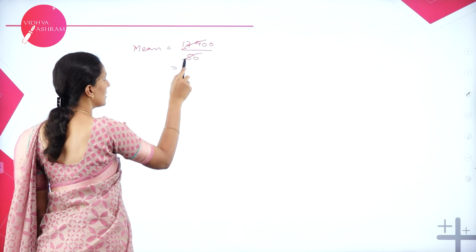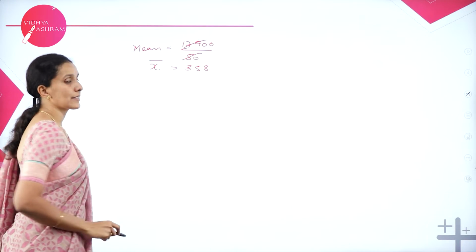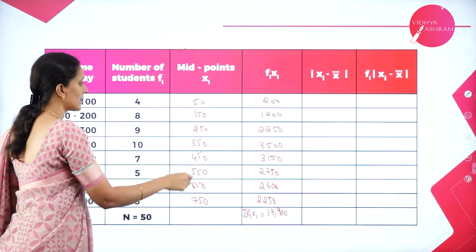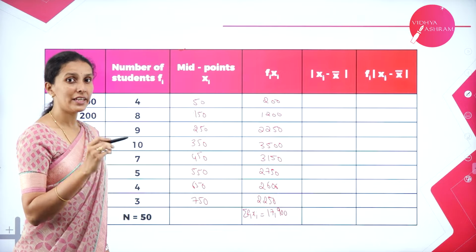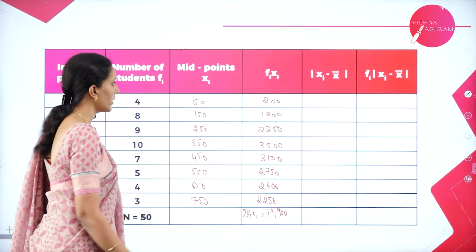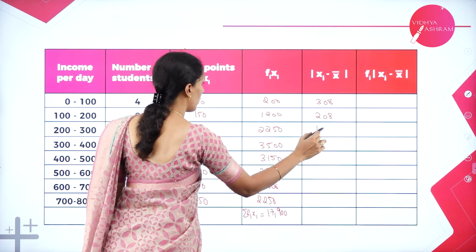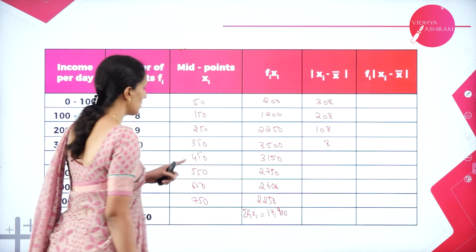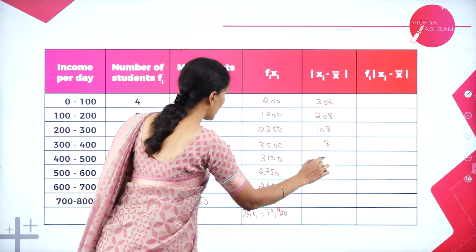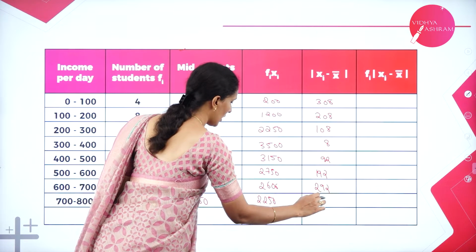When you cancel this, it is 358. So this is our x bar. Now we have to subtract each xi from 358. So let us subtract 358 from 50. So it is 308, 208, 108, 8. Similarly, we will subtract from 450 minus 358. So it is 92, 192, 292, 392.